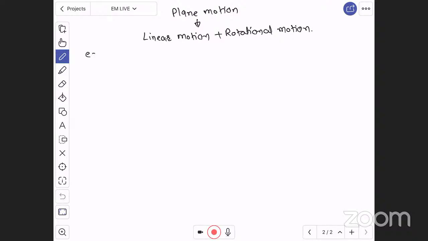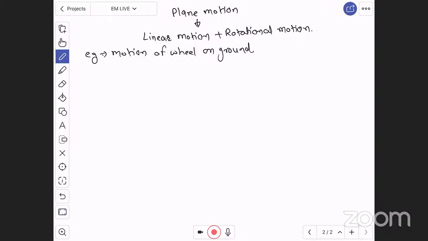For example, motion of a wheel on ground. Motion of a wheel on ground. This is an example of plane motion. So, okay, no problem. If you are new, there is no problem. You will understand all the concepts. Don't worry about that. I will take care of that. In every lecture, I am assuming each and every student is new for me, and accordingly the lectures are going. So you will understand all the concepts.